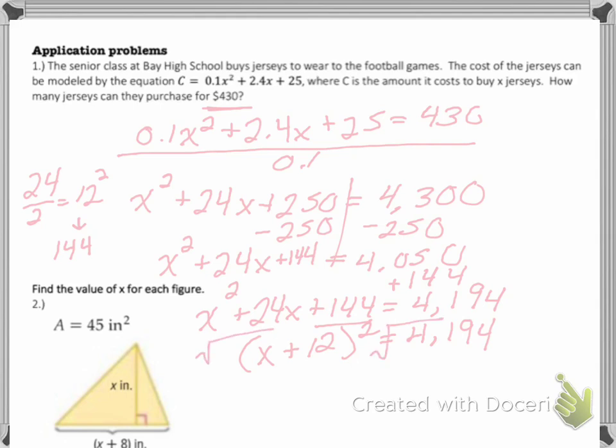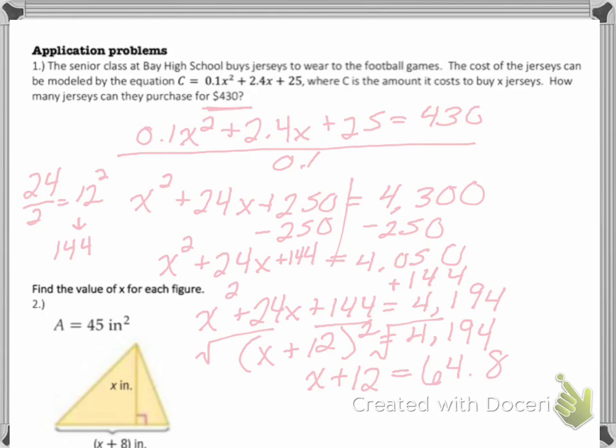So square rooting now. In this instance, I understand that the square root of 4,194 is a big number, and I've been telling you guys that we don't want decimals, we want to simplify radicals, but in this case, since we're trying to get an approximate number of jerseys, we can actually get a decimal. And so now I've got x plus 12 on the left-hand side is equal to the square root of 4,194, which is approximately 64.8, rounding to the nearest tenth.